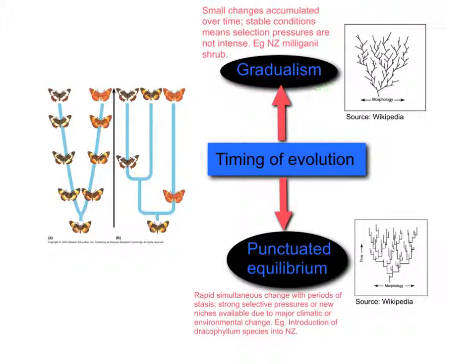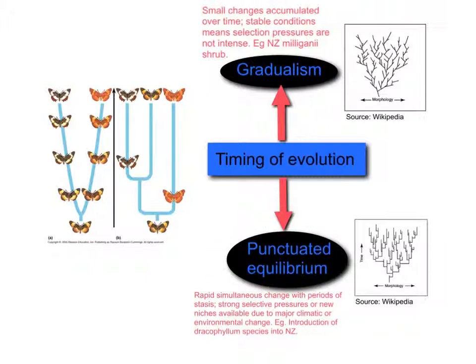A New Zealand example is the Milliganii shrub, and it is simply that the shrub had very, very small accumulated changes over time because it was living in a very stable habitat, a very stable niche.